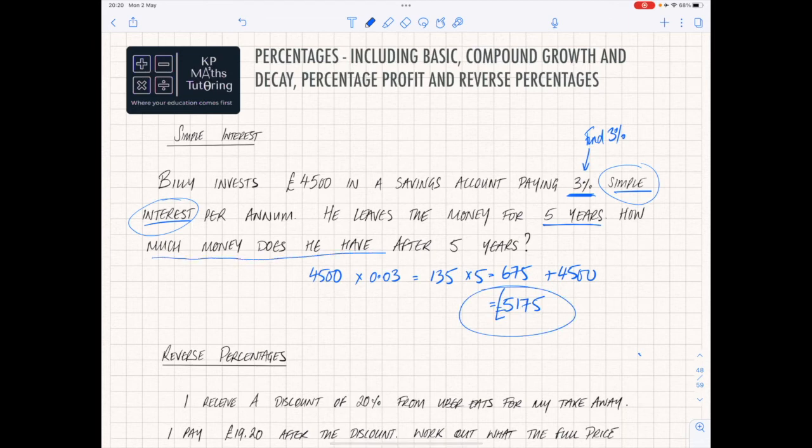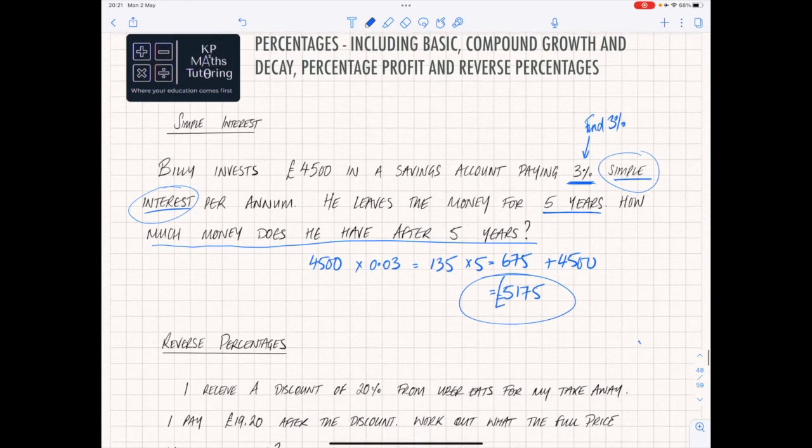It says how much money does he have after 5 years, not how much interest does he make. So the difference between compound interest and this is that with compound interest you're using your indice, your power, so it's the number of years, with your single multiplier, whereas with simple interest what you're doing is finding your 3% or whatever the percentage is, times it by the number of years, and then you just add that onto the total.